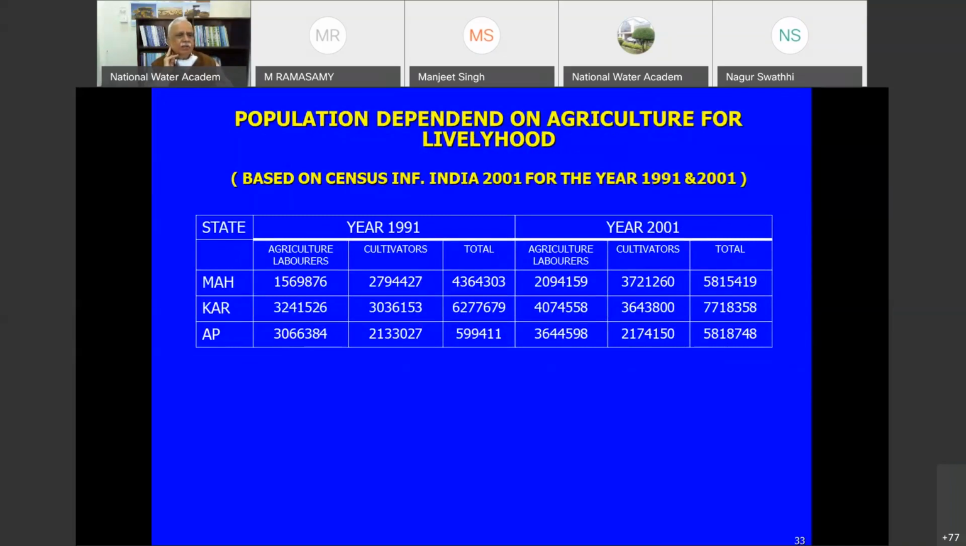The population dependent on agriculture for their livelihood: Maharashtra total population, that is agriculture labor, workers together. The picture will indicate that Maharashtra in 1991 had less people dependent on agriculture, and in 2001 also the picture remains more or less the same.